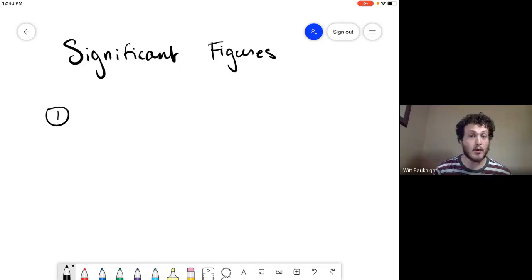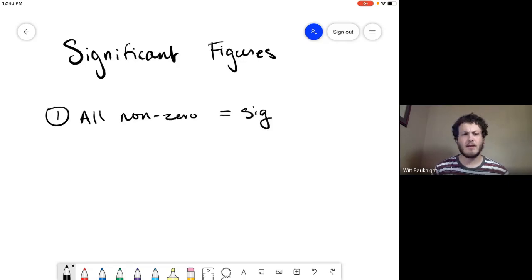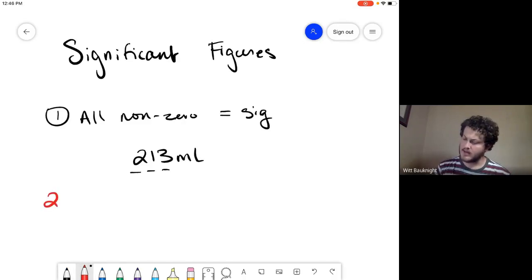The first rule that most people are very comfortable with is that all non-zero numbers must be significant. What do I mean by that? Let's say if you collected 213 milliliters of a solution in lab, it would be correct to say that this has three significant figures, or three sig figs. Why? Because it has three numbers that are non-zeros. Pretty straightforward.